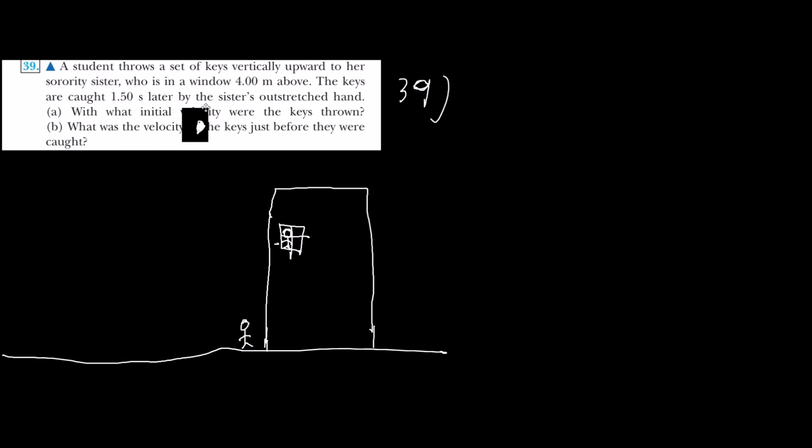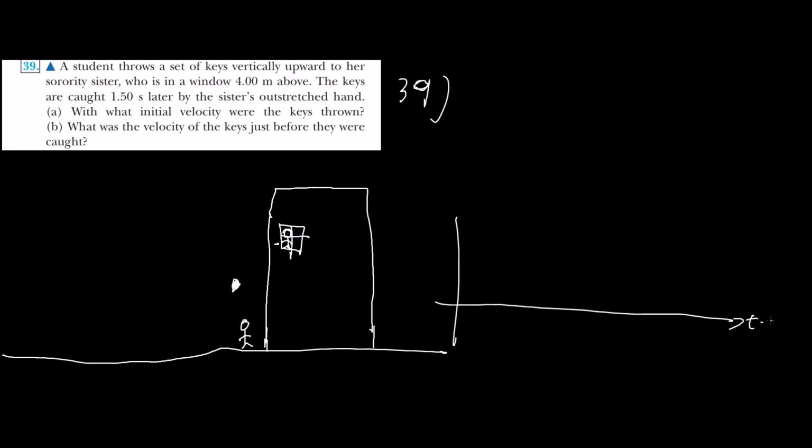So a student throws a set of keys vertically upward. This object is going to go up. I mean, it's definitely going to reach higher if she doesn't catch it, but it's going to go up and then it's going to come back down. So that's all you need to visualize. Think about the motion here that we're going to set up. In fact, let's do that right now.